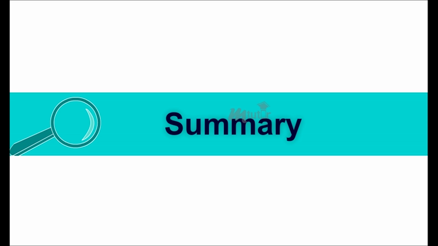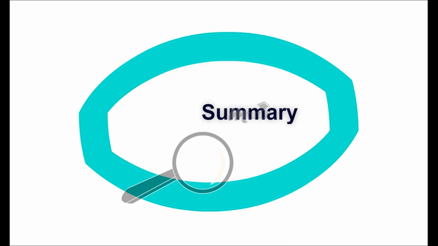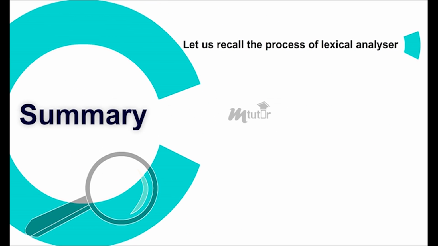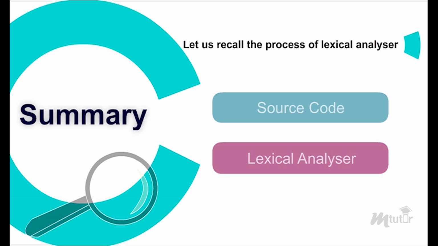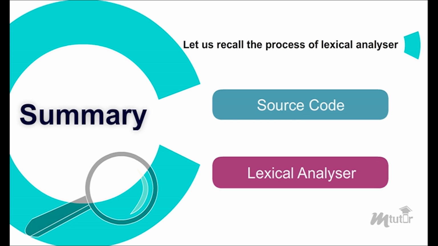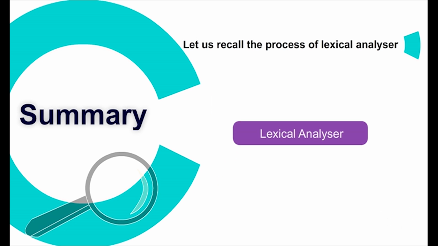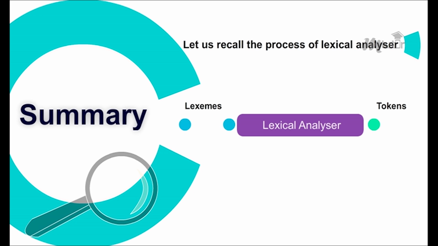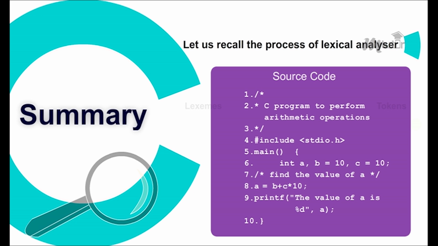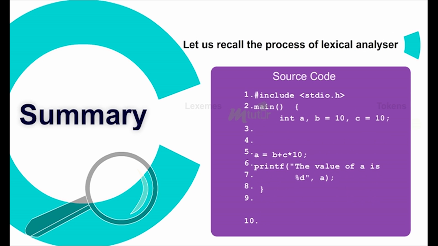Summary. Let us recall the process of the lexical analyzer. The first phase of the compiler is the lexical analyzer, where the source code steps in. The main task of the lexical analyzer is to convert the lexemes into tokens. It also performs secondary tasks such as removing the comment lines and extra white spaces in the source code.